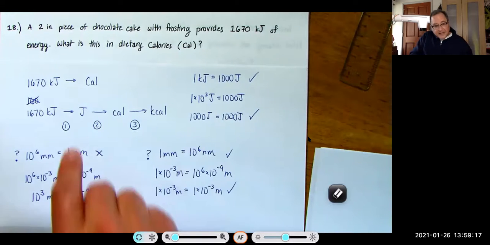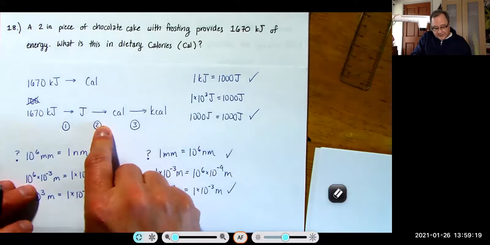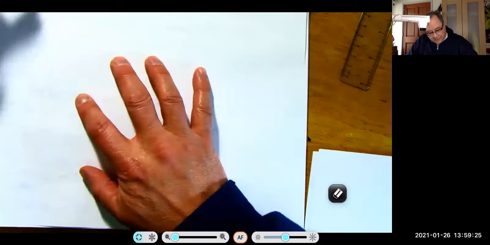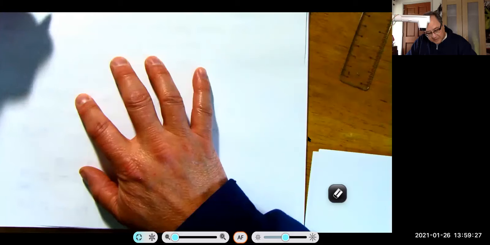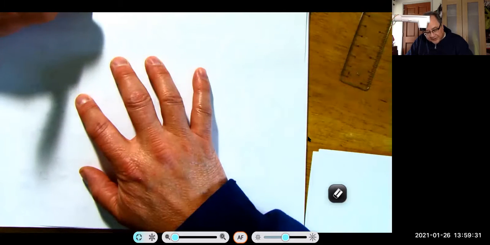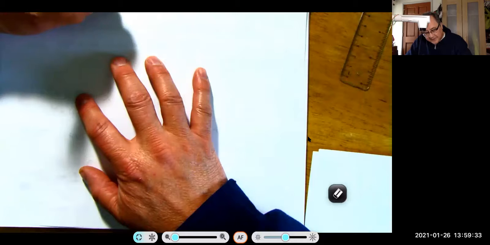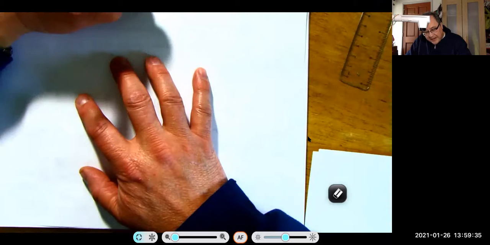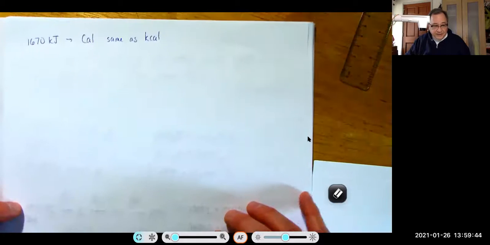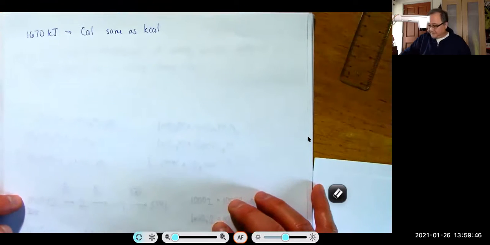So let's get back to the task at hand, which is converting 1,670 kilojoules to calories. And that's uppercase calories, which is the same as a lowercase calorie, but 1,000 of them. Oh, you can't see any of that. My apologies. There you go.